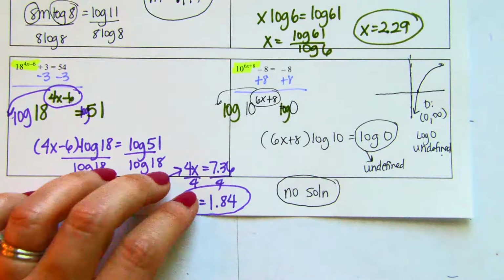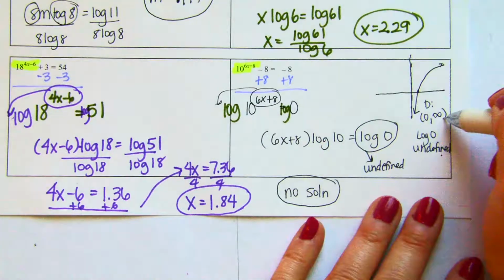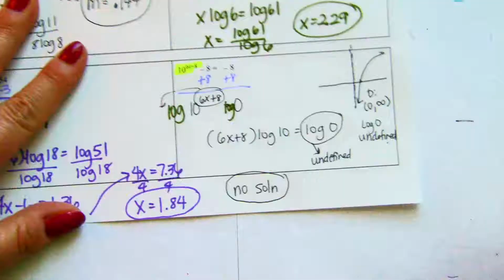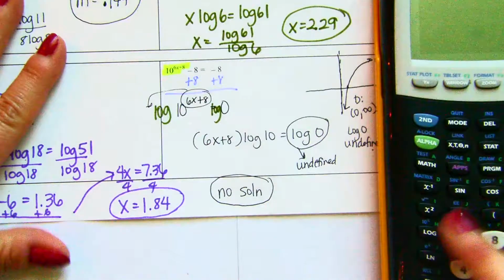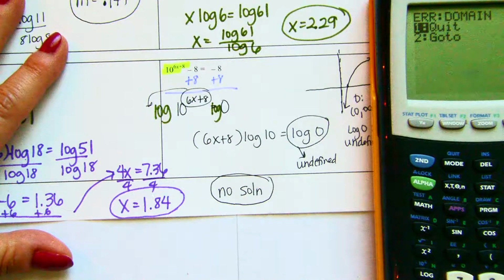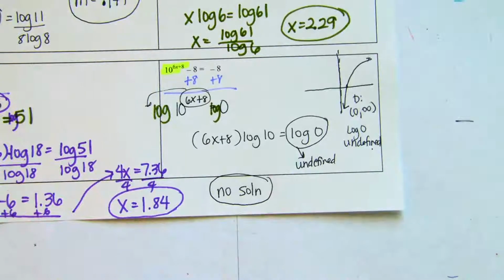Okay, so you need to be careful with that just because you know that the domain is 0 to infinity, so this doesn't have a value. If you can't really remember that, I mean, just put it in your calculator and it says error domain because it's not in the domain. That's the error that you get on your calculator.